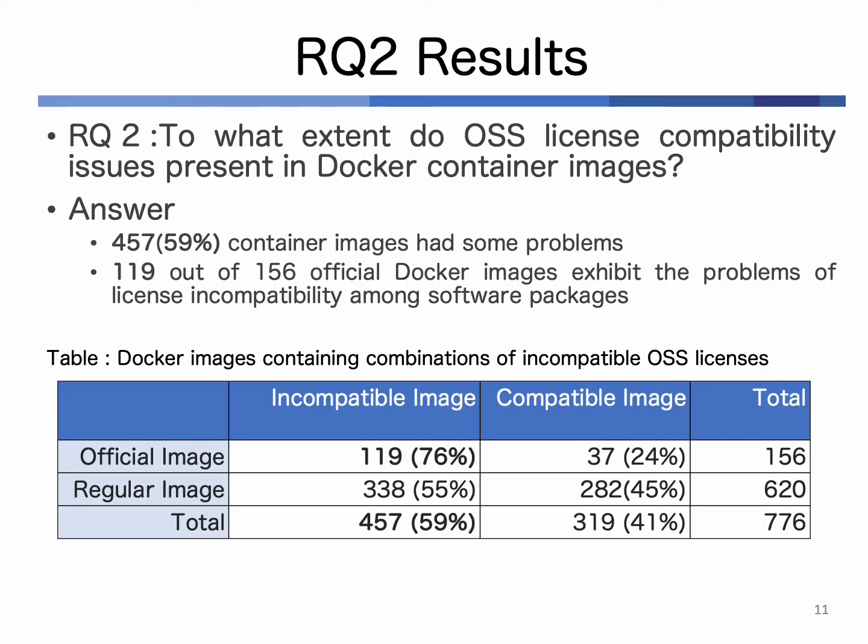This section describes the result of research question 2, to what extent do OSS license compatibility issues present in Docker container images. The table shows the number of Docker images containing combinations of incompatible OSS licenses. As a result, 457 container images, 59% of the total, had some problems. Also, surprisingly, there was a problem with 119 official container images. The 119 container images represent 76% of the official images, which is higher than the percentage of the regular images.